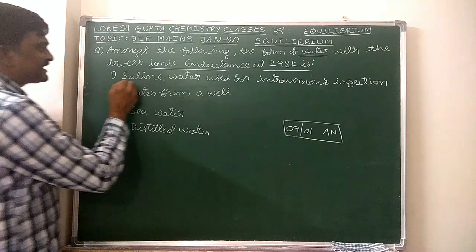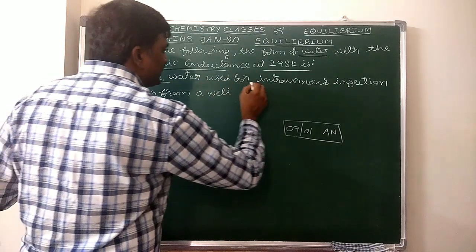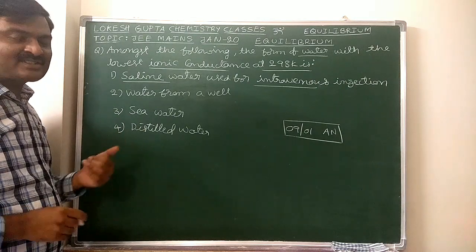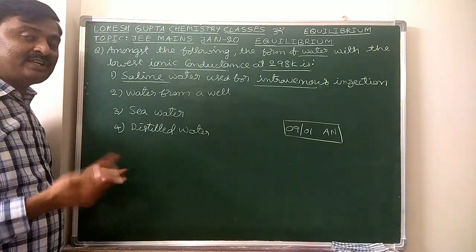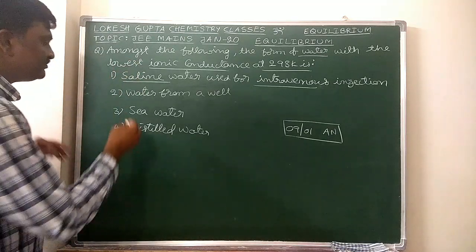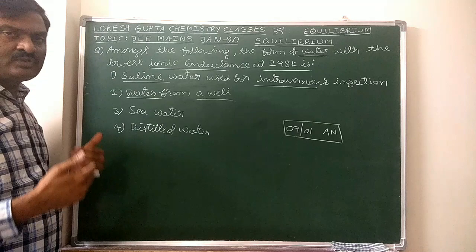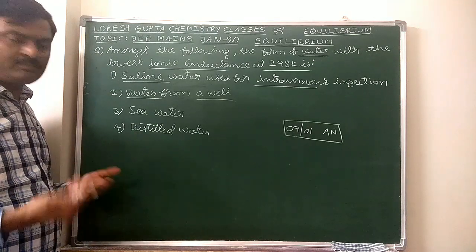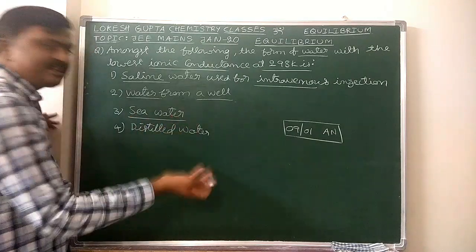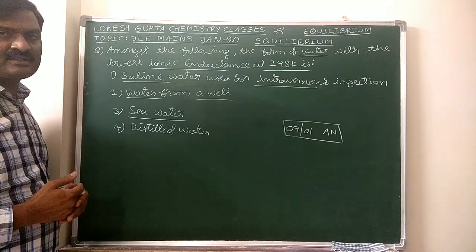Now, first option, saline water means salt water, NaCl. Saline water used for intravenous injections. Now, in this, NaCl salt is there now. Salts are strong electrolytes. They will undergo complete ionization. So, in this, Na plus Cl minus ions are there. Next, water from wells. In that well water also, calcium, sodium, magnesium, salts, minerals will be present. So, in that also, ions are there. Sea water. In the sea water also, sodium chloride is there. Along with that, magnesium chloride, so many ions present.